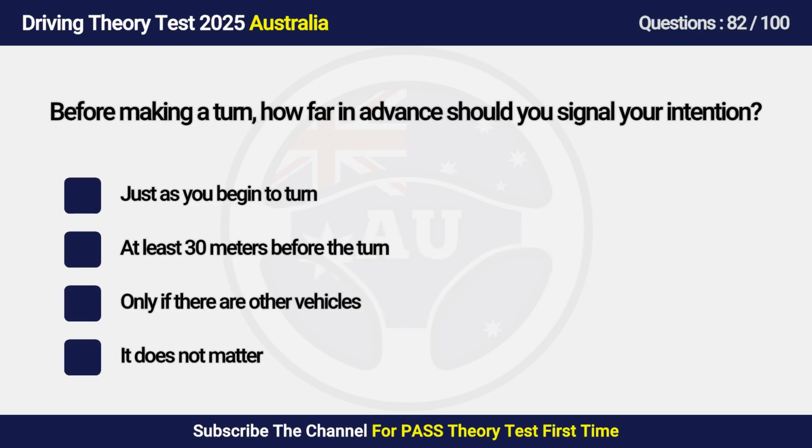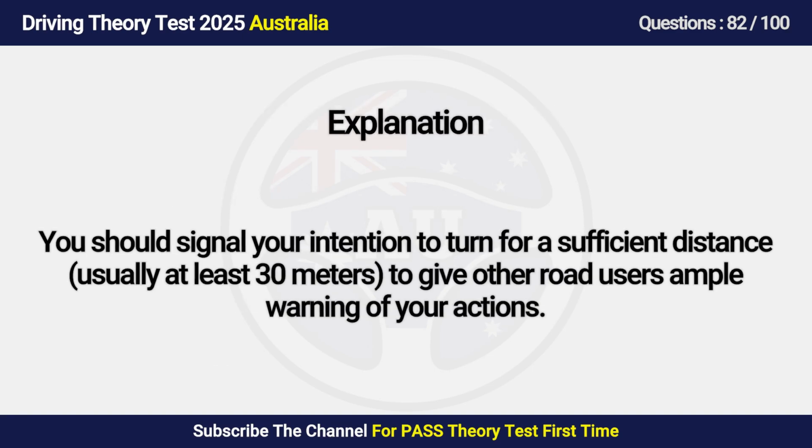Question 82. Before making a turn, how far in advance should you signal your intention? A. Just as you begin to turn. B. At least 30 meters before the turn. C. Only if there are other vehicles. D. It does not matter. Answer is B. At least 30 meters before the turn. You should signal your intention to turn for a sufficient distance, usually at least 30 meters, to give other road users ample warning of your actions.